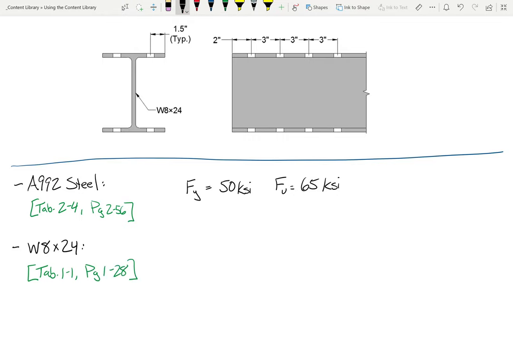Okay. Now, we are doing a tension member analysis problem. So I want somebody to tell me, in order to do this problem, is there a property of this W8 by 24 you think we're going to need? Yes. Okay, area. All right. So what is the gross area of a W8 by 24? 7.08. Is everybody able to find that?